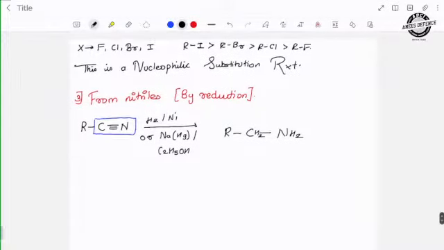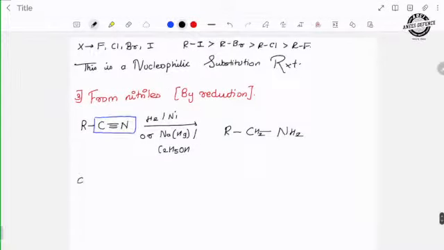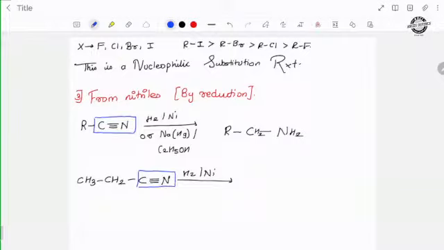Okay. For example, if I'm taking CH3CH2C triple bond N, H2, Ni. Again, we have to reduce this part. We have to add hydrogen to this part only. So this becomes CH3CH2CH2NH2. So this is propanamine.